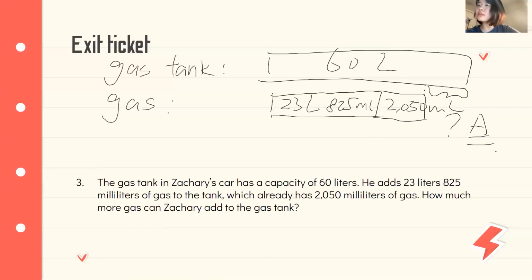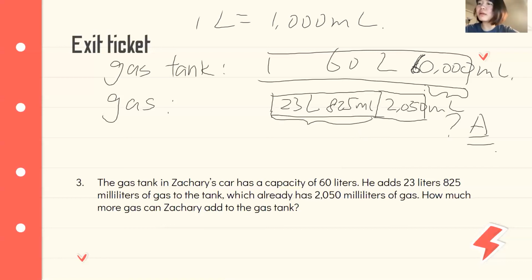Before we solve the problem, let's convert all the numbers to the same unit. We already know 1 liter is equal to 1,000 millimeters. And for the gas tank amount of gas, we have 60,000 millimeters. And for the first part, this part is 23,825 millimeters. And this will just keep like that.